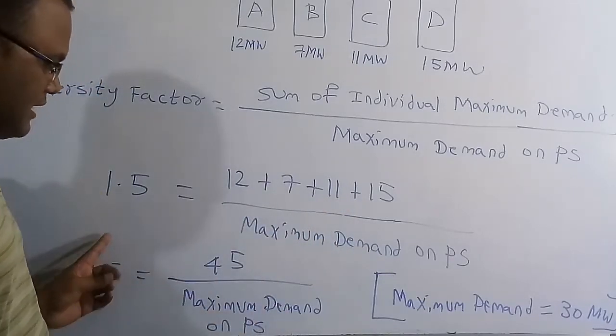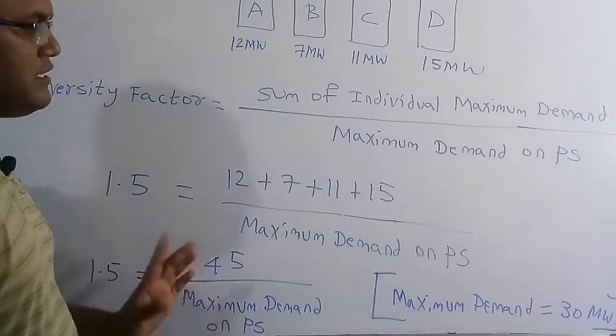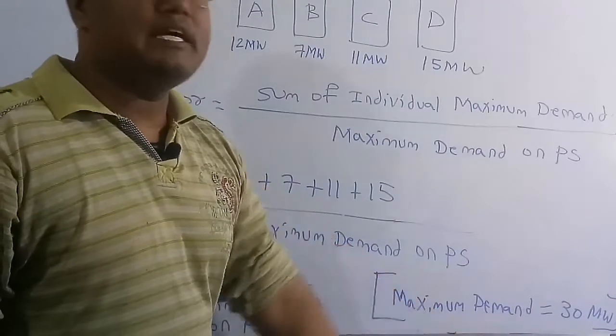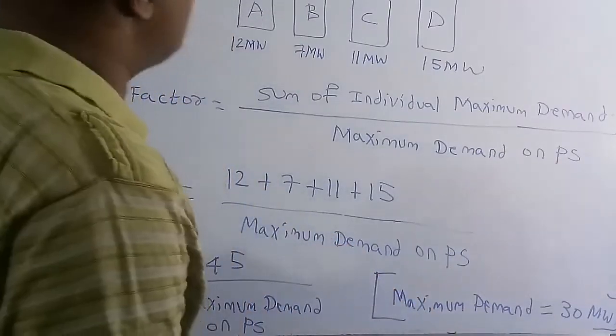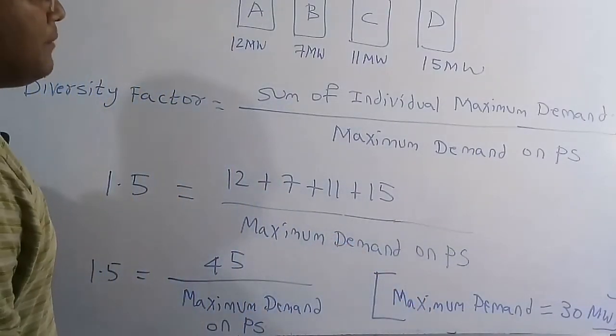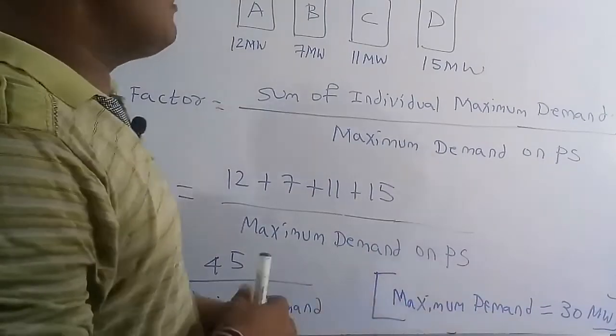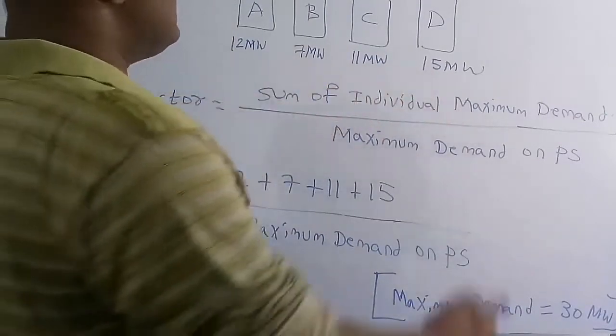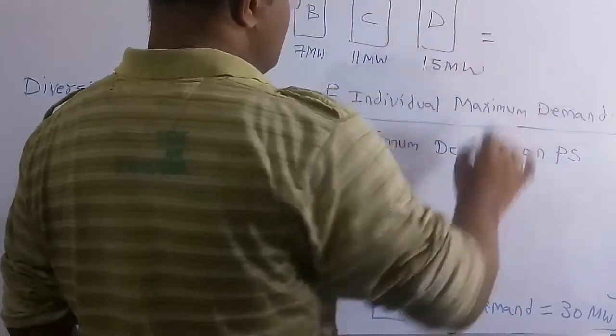If you do the division, finally we get the maximum demand on the power station is equal to 30 megawatt. Therefore 30 megawatt is the maximum demand on the power station. You may have a small doubt. If you add all these loads, the sum of individual maximum loads is 45 megawatt.